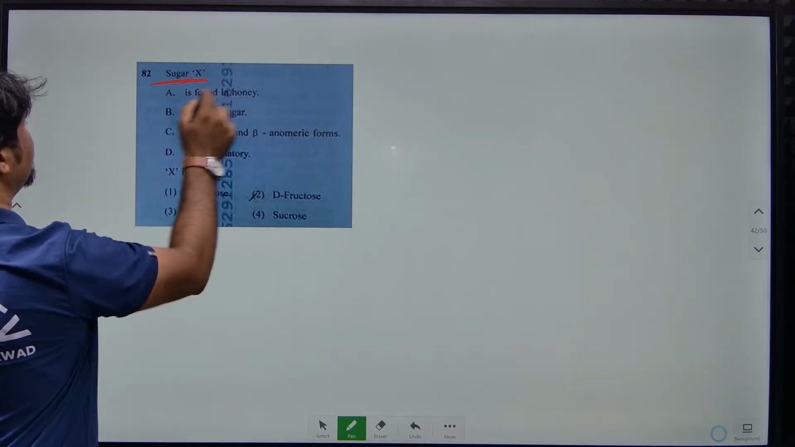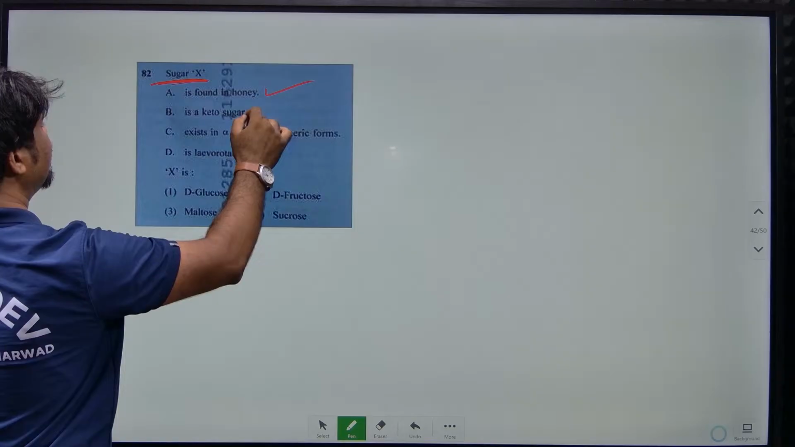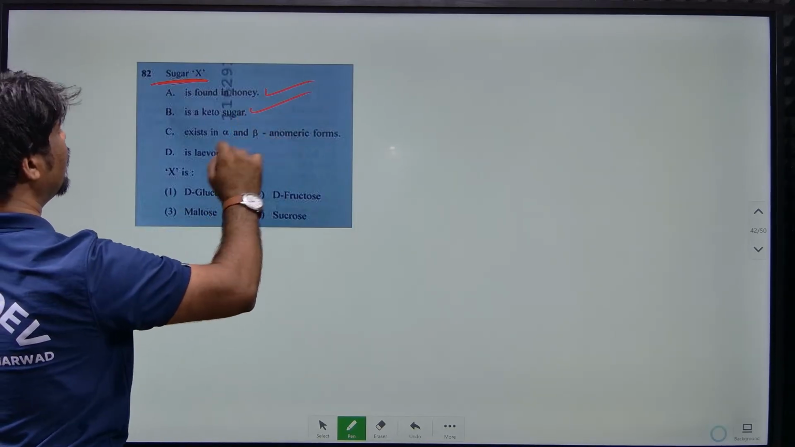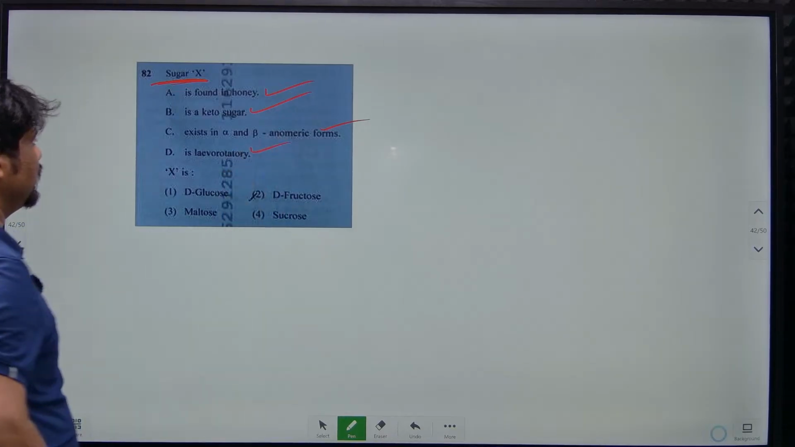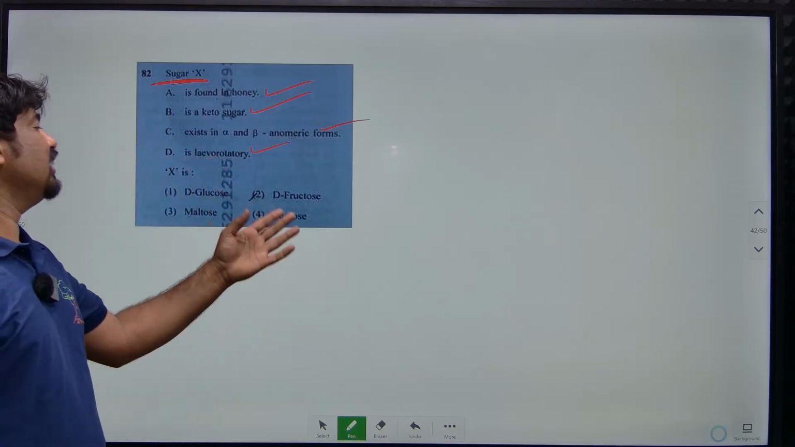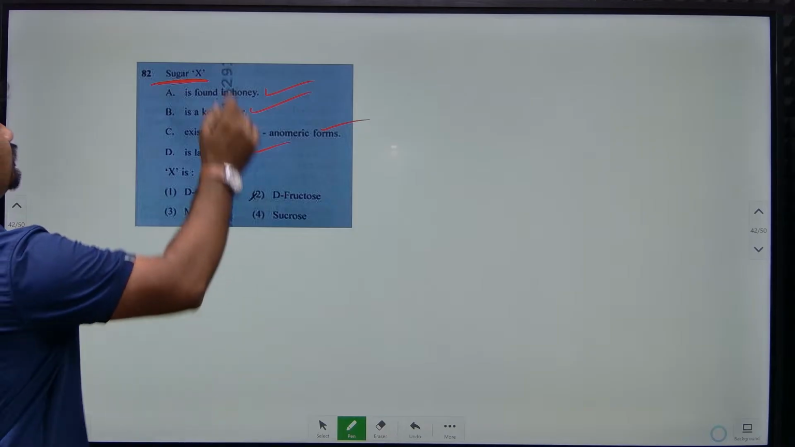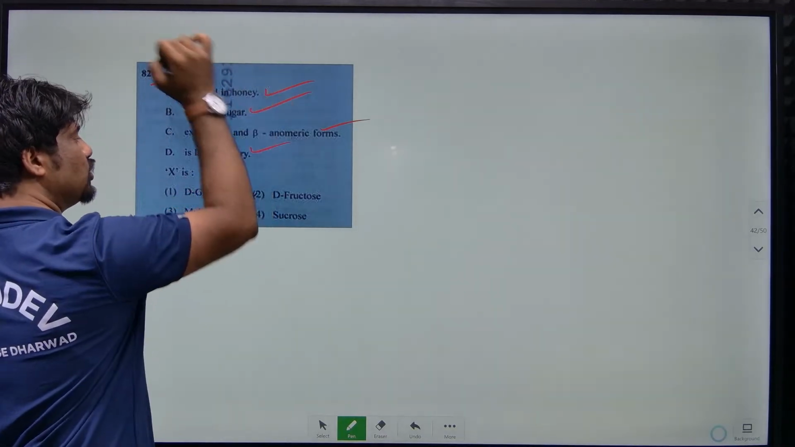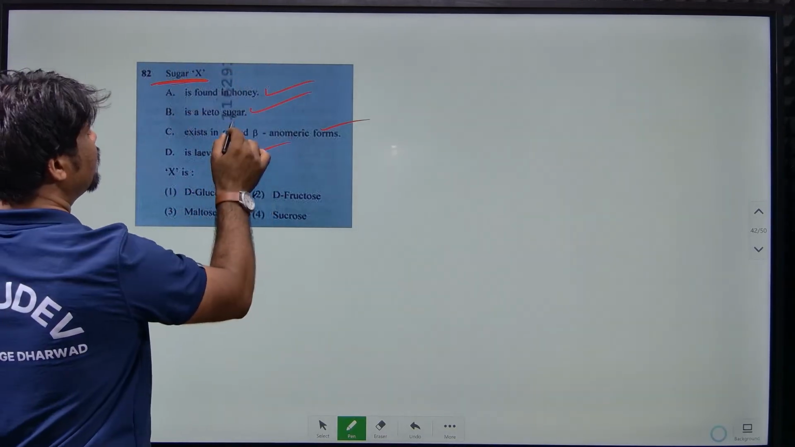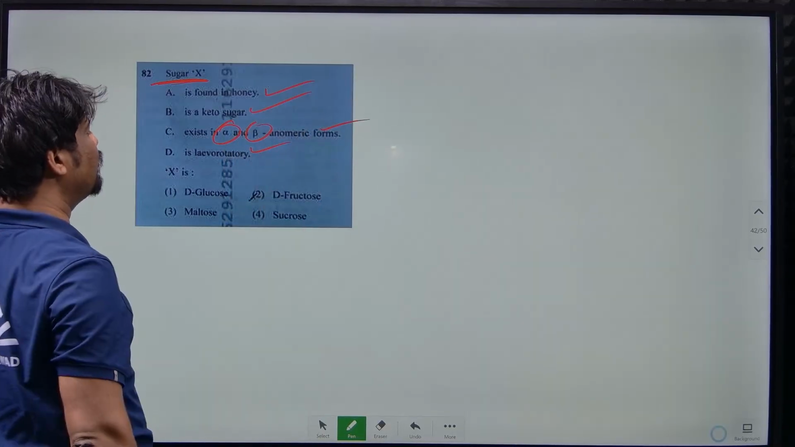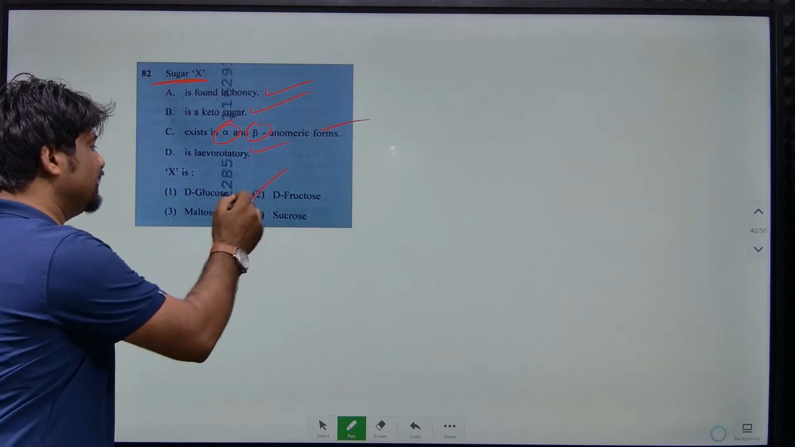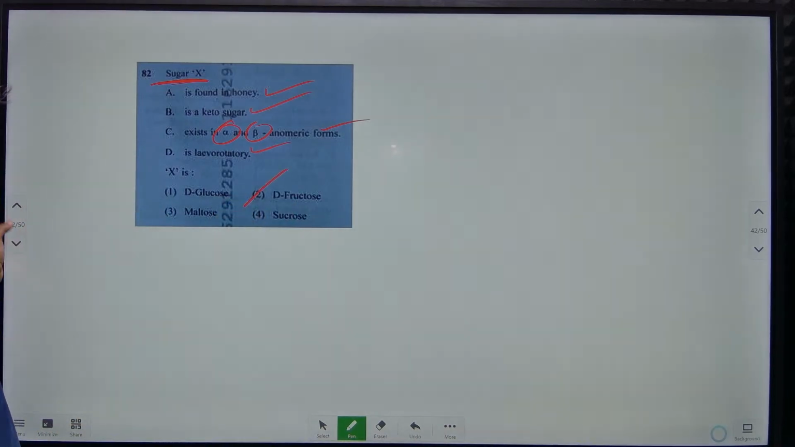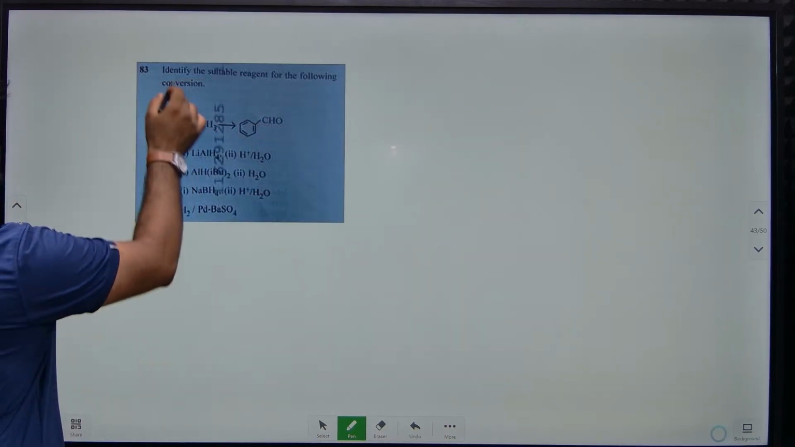Sugar X is found in honey, and it should be a keto sugar, and it exists as alpha and beta anomeric forms with low rotation. Yes, of course, D-fructose is found in honey, and it shows keto sugar because of the keto functional group, and it also exists as alpha and beta anomeric forms, and it shows low rotation. Hence option 2 is the right answer, that is D-fructose. Well, go to the next problem then.